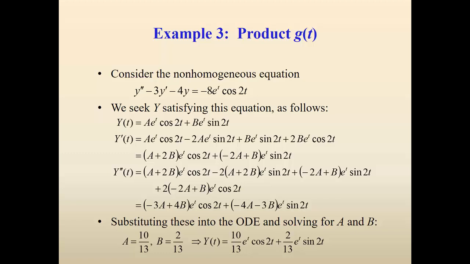In this case, the coefficient of the e to the t cosine of 2t term turns out to be 10/13, and the one for sine and e to the t turns out to be 2/13. Remember, this is a case where we had a cosine, but had to include the sine counterpart.